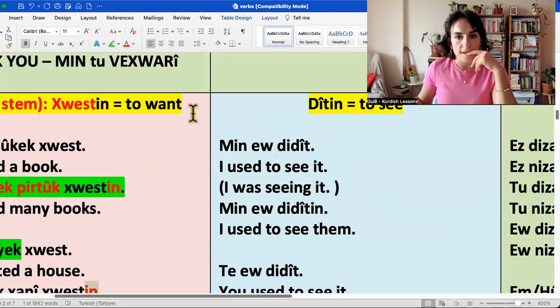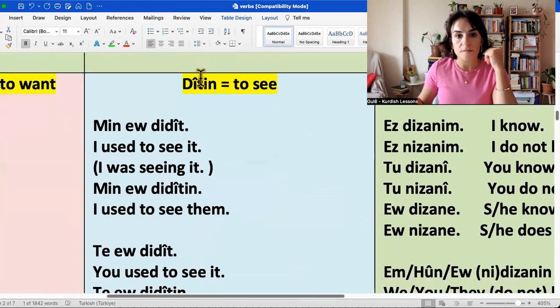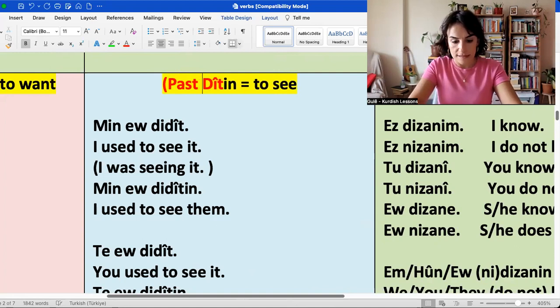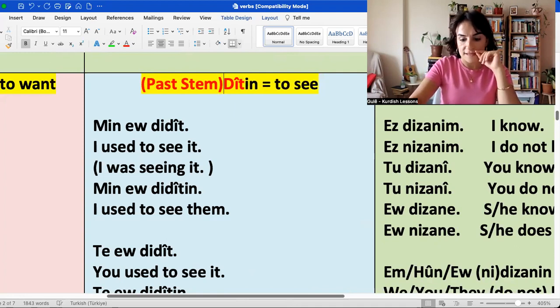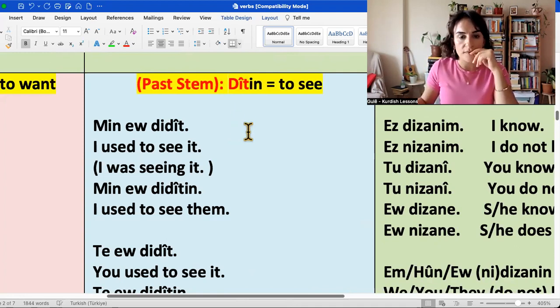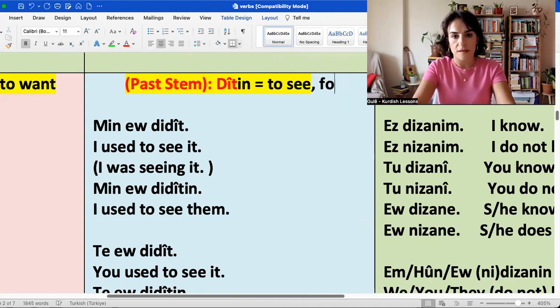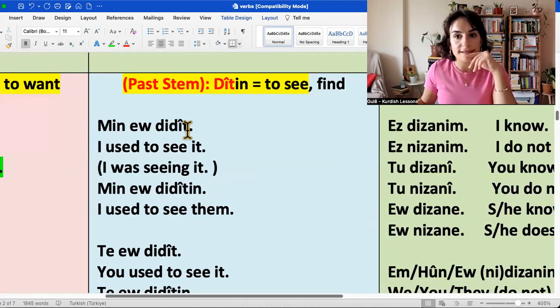Okay. And the next verb is diten, to see. And the past stem is deed. Past stem is deed, okay? By the way, it means to find as well, okay? Fine. So, min ew the deed.